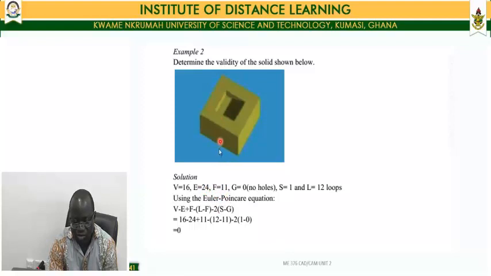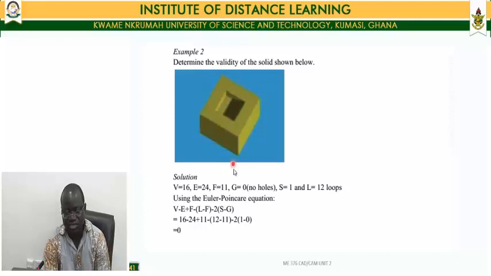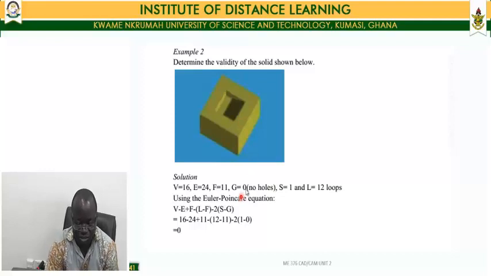Now this hole is not a genus because this cutout is not penetrating, so there are no holes. G is 0. The shell, of course, is the outer skin, and that is 1. So this is not displaying any internal void. This is exposed, so the shell is 1.